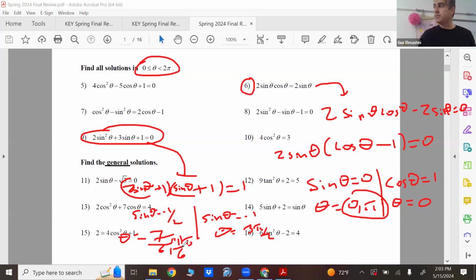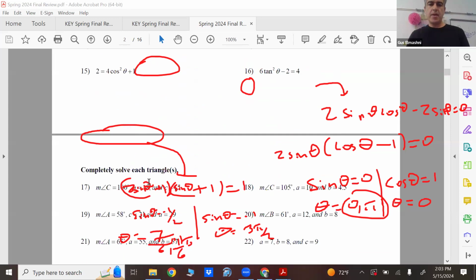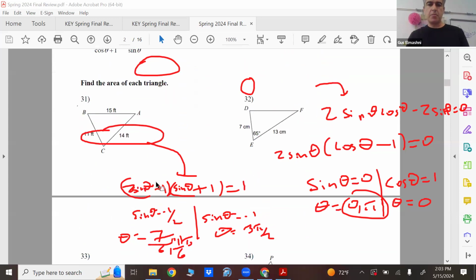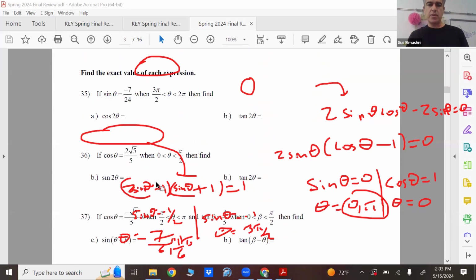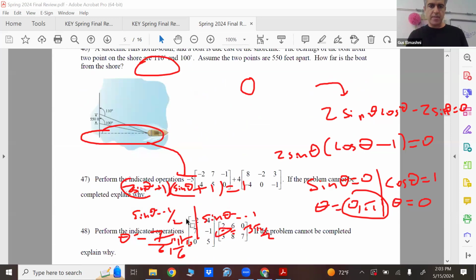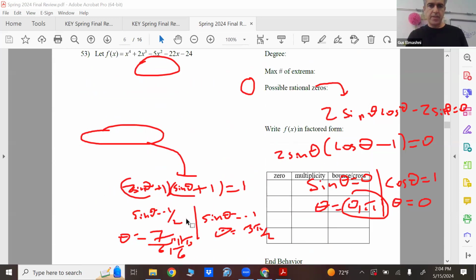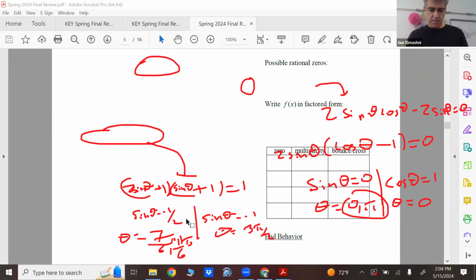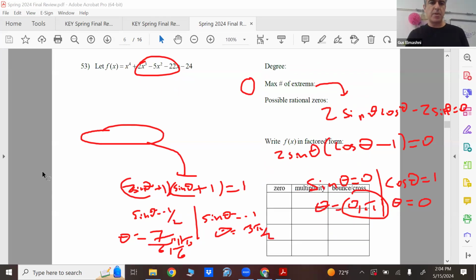Hope that makes sense. Okay. All right. But non-calc questions, what else can we talk about? Let's look at graphs of rational functions and logs. Let's get into graphing right now. Okay, actually, let's do this one first. I think this is a good one to do.